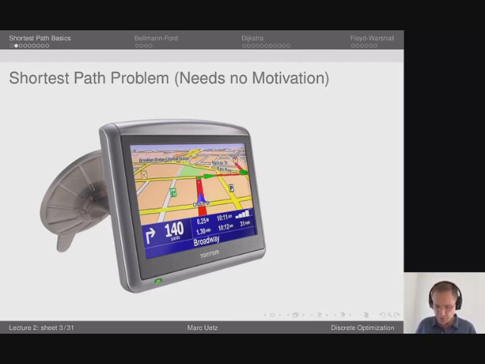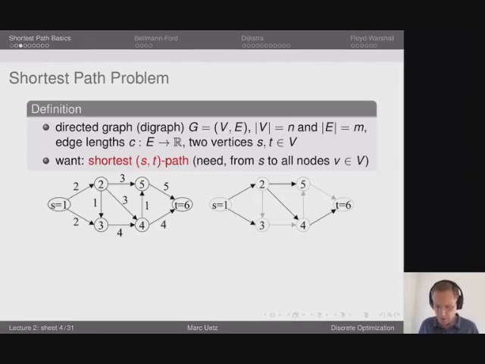So what is the definition of the problem? We are now, in contrast to the previous lecture, having a directed graph. So the edges of the graph also have a direction. As usual, n is going to be the number of vertices of the graph, and m is going to be the number of edges of the graph. The edges have edge lengths or costs, and there are 2 designated vertices, s and t, and we want to compute the shortest path from s to t, okay?